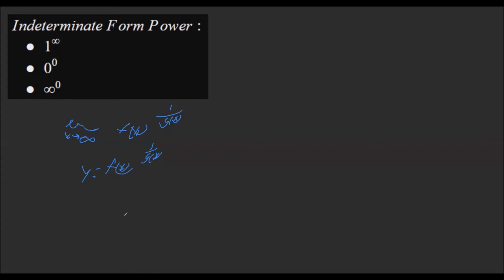From here, we're going to take the natural log of both sides. So we'll have natural log y equals natural log of f of x to the power of 1 over g of x, which is actually equal to 1 over g of x times natural log f of x. Because when you take the natural log of something, you can, of course, move the exponent to the front of the natural log, as if you're multiplying it. So from here, we can take the limit as x approaches infinity of natural log f of x over g of x.